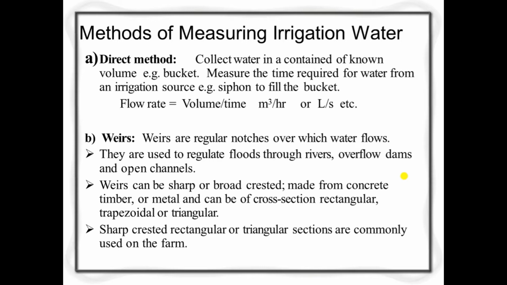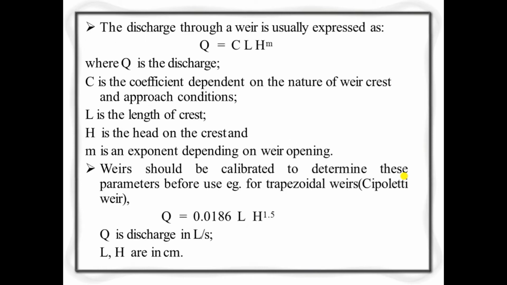Second is the weirs. Weirs are useful components where we can measure our irrigation water. Weirs are regular notches over which water flows. They are used to regulate flow through rivers, overflow dams and open channels. A weir can be sharp or broad crested, made from concrete, timber, metal or any other construction material. Sharp crested, rectangular and triangular sections are commonly used on the farm.